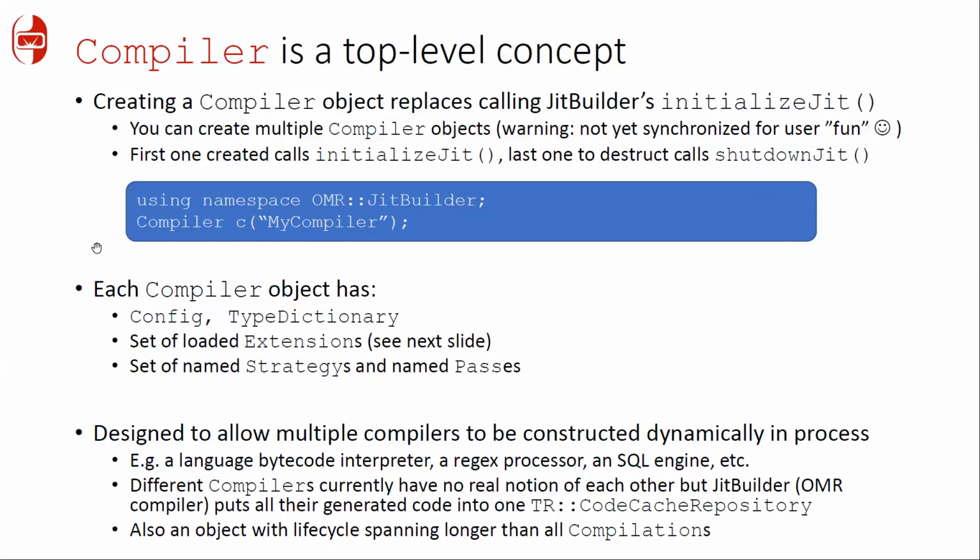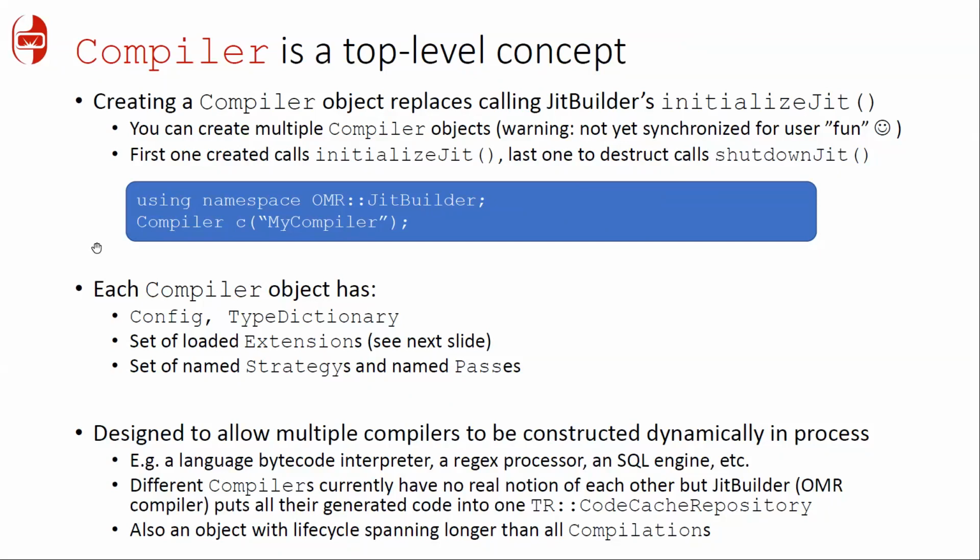A compiler object basically has a lifetime that extends across all of the compilations that you would do with it. There are some things that it carries around with it, like a config object, so that you can set configuration options that extend across all of the compilations. You have a type dictionary so that you can define types that will be visible to every compilation. It has a set of loaded extensions, which I'll talk about in a minute, and it has a set of named strategies and named passes that are typically created by the extension objects and added into the compiler so that they can be used by anyone who's doing a compilation on that compiler.